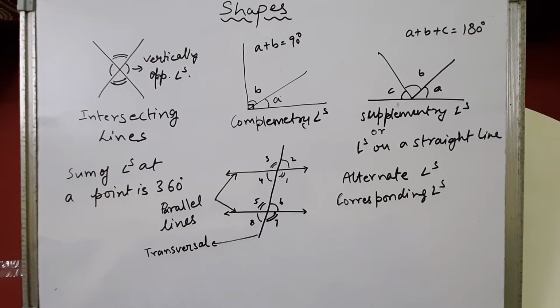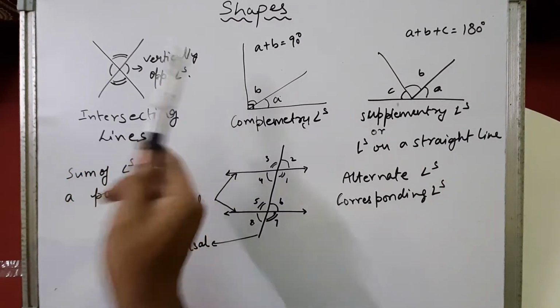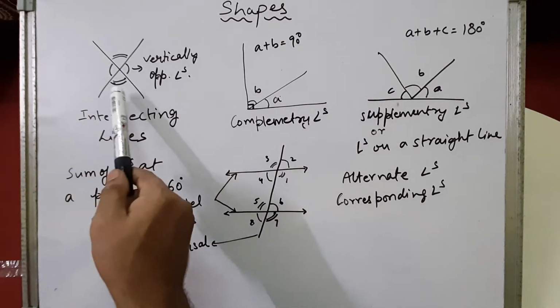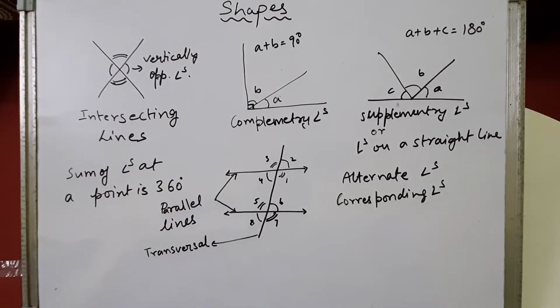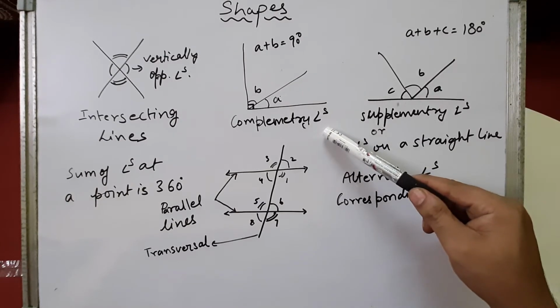Now vertically opposite angles are equal to each other. So this angle will be equal to this angle because they are vertically opposite angles, and this angle will be equal to this angle because they are vertically opposite angles. All right, children, understood? Let's move to this point, complementary angles.